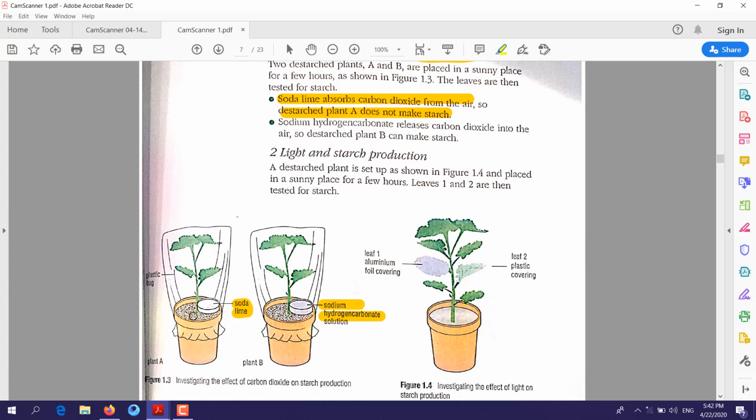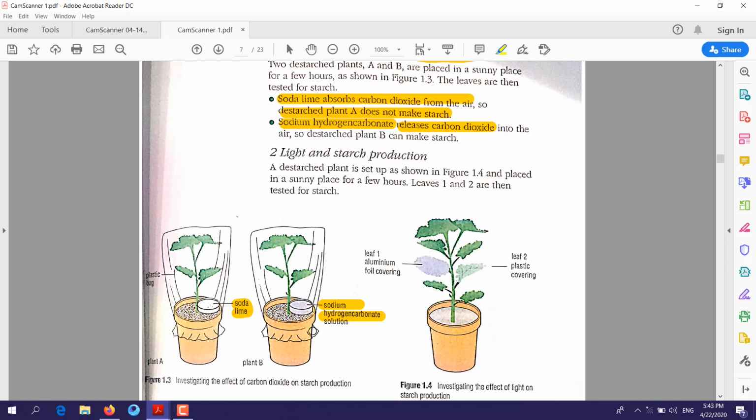Now, if there is no carbon dioxide here, that means this plant cannot go through photosynthesis. If this plant cannot go through photosynthesis, then it will not produce food for the cells. And then what will happen to the cells? The cells will die. And the second one, sodium hydrogen carbonate, releases carbon dioxide.